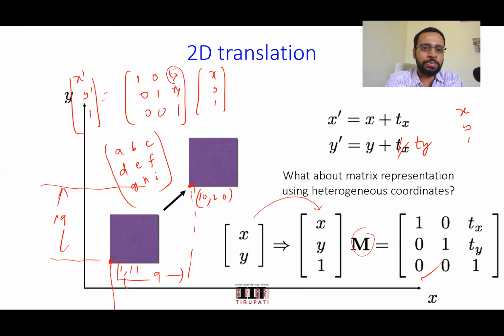So this matrix would be this. If I ask you to write this matrix now, what would happen? In place of tx, you would write 9. Here you would write 19. That's all. That's 1 0 9, 0 1 19, 0 0 1 is the matrix.